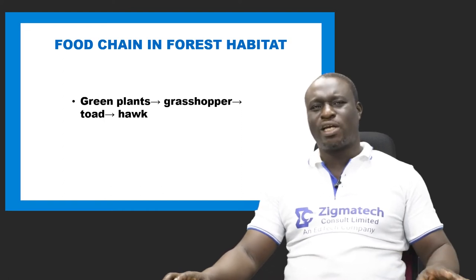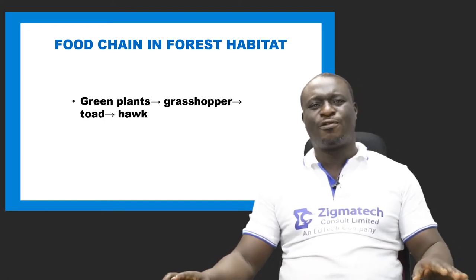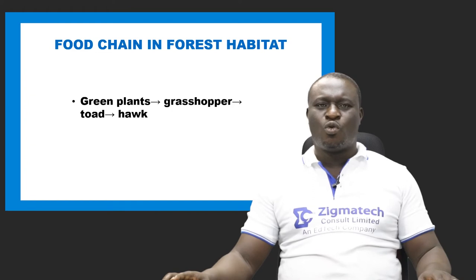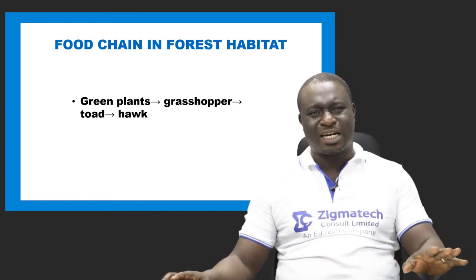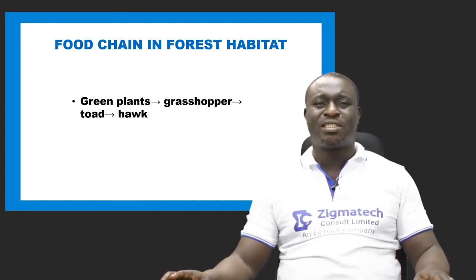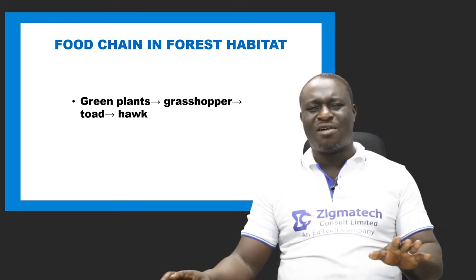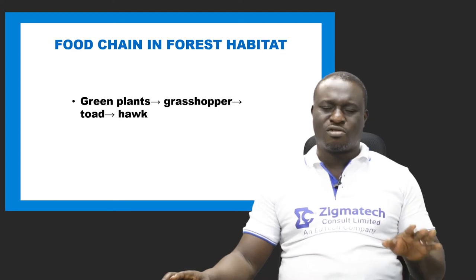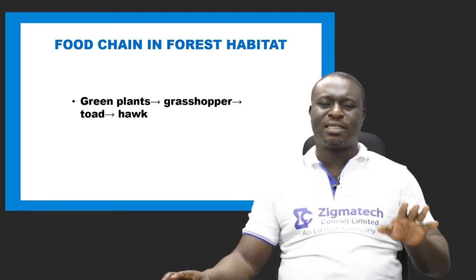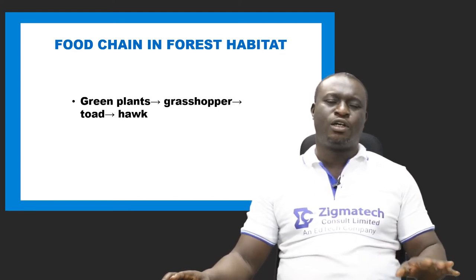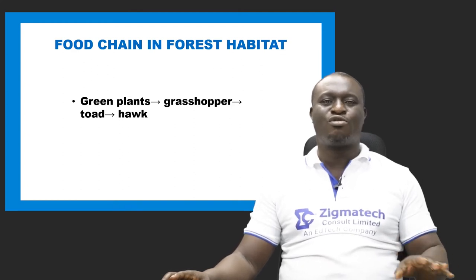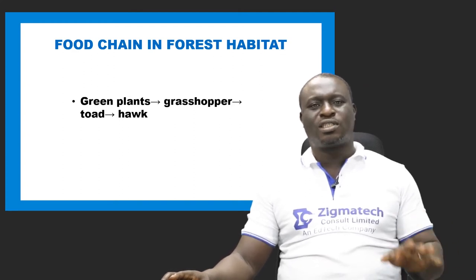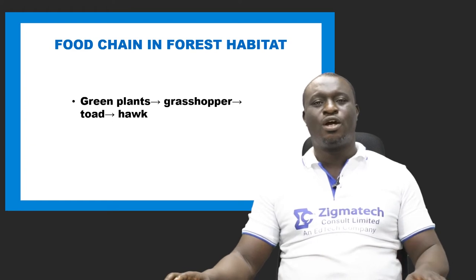Also, the food chain in a forest habitat is as follows. We have green plants, grasshopper, toad, and then hawk. The green plant serves as the producer. The grasshopper serves as the primary consumer. The toad serves as the secondary consumer. And the hawk serves as the tertiary consumer.